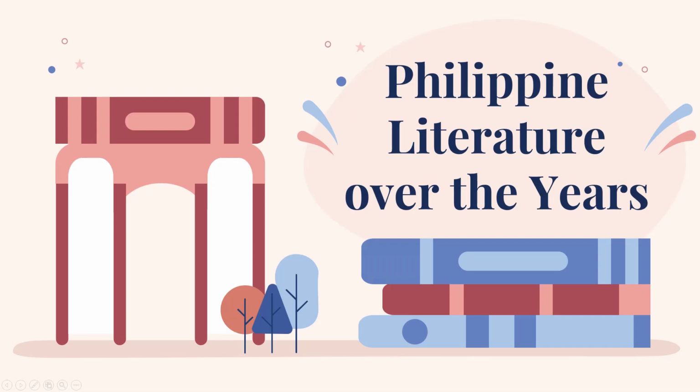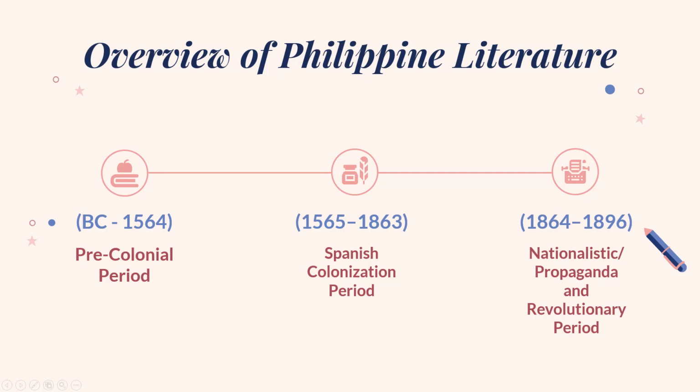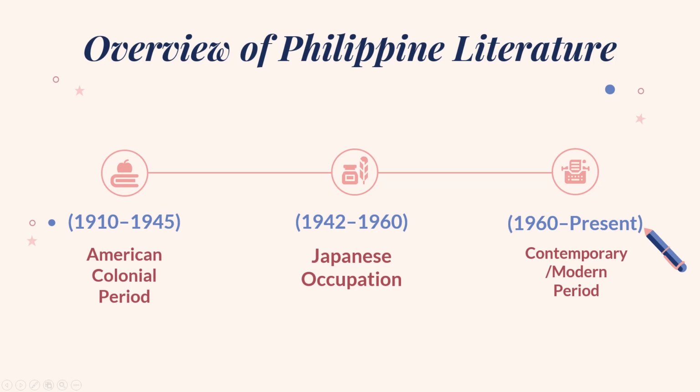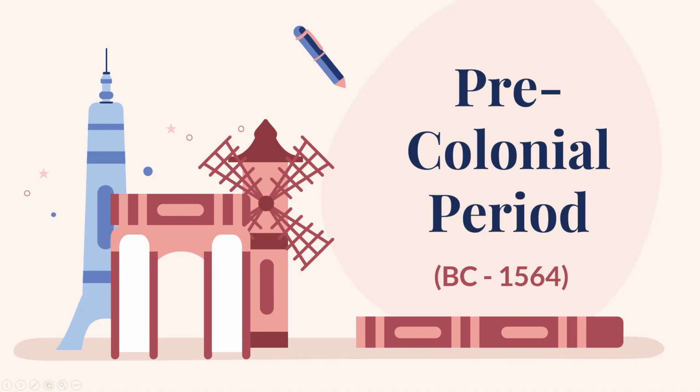Let's jump to the next topic for this lesson, and that is Philippine literature over the years. To further understand the overview of Philippine literature, let's discuss each period. First on the list is the Pre-Colonial Period, from BC to 1564.